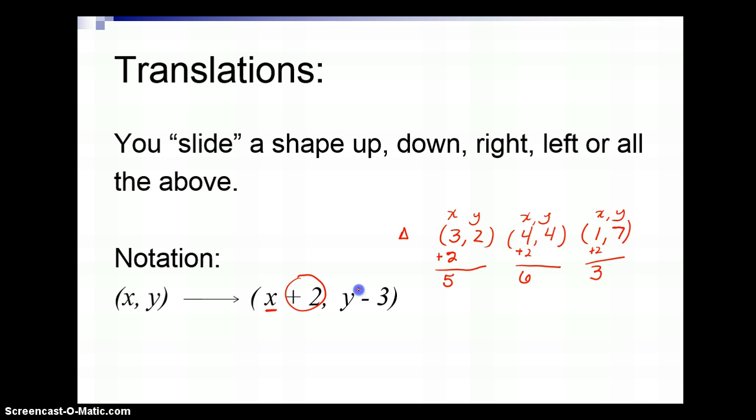Now my y's are going to have to subtract 3. That's okay. Use your calculator if we get into negative numbers. 2 minus 3 is -1. 4 minus 3 is 1. And 7 minus 3 is 4. So you just translated a figure without using pictures. You can do it with notations.